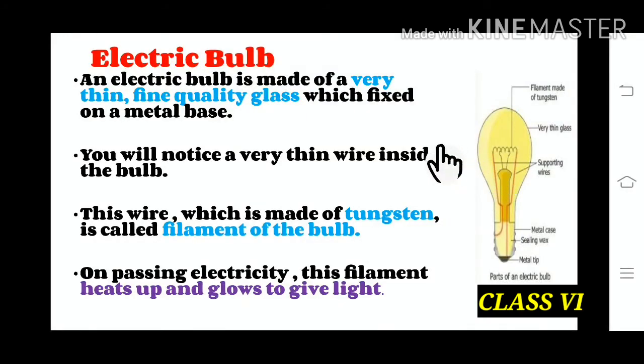Children, now I am going to explain to you about the electric bulb. In this picture you can see an electric bulb, and it is made up of very thin fine quality glass. Down below you can see there is a metal base, and the bulb is fixed on the metal base. Then you can see a very thin wire inside the bulb. This wire is made up of tungsten and is called the filament of the bulb. So on passing electricity, the filament heats up and glows to give light.